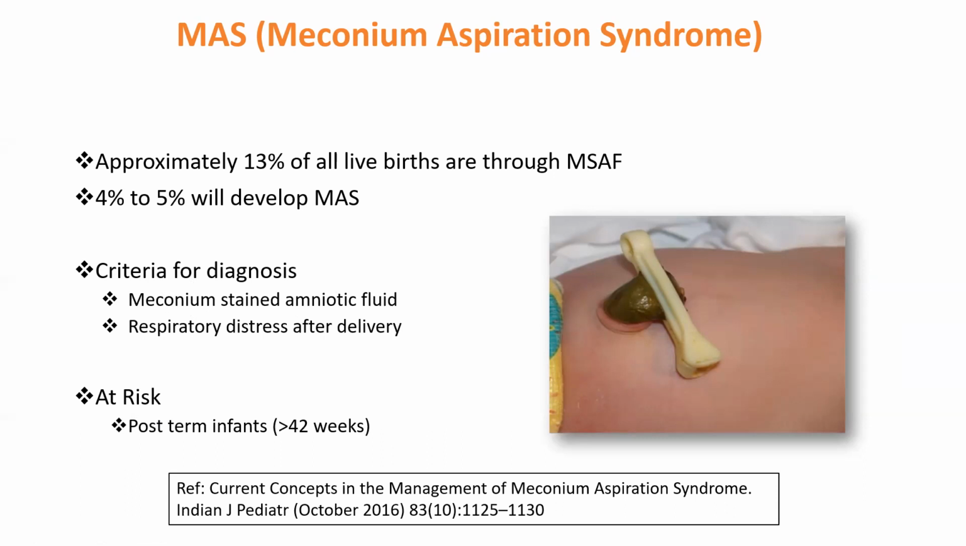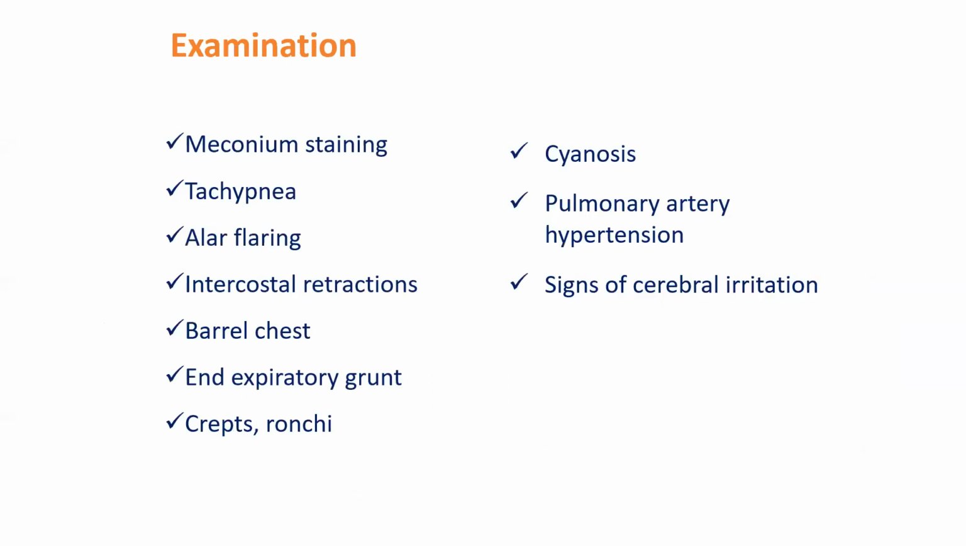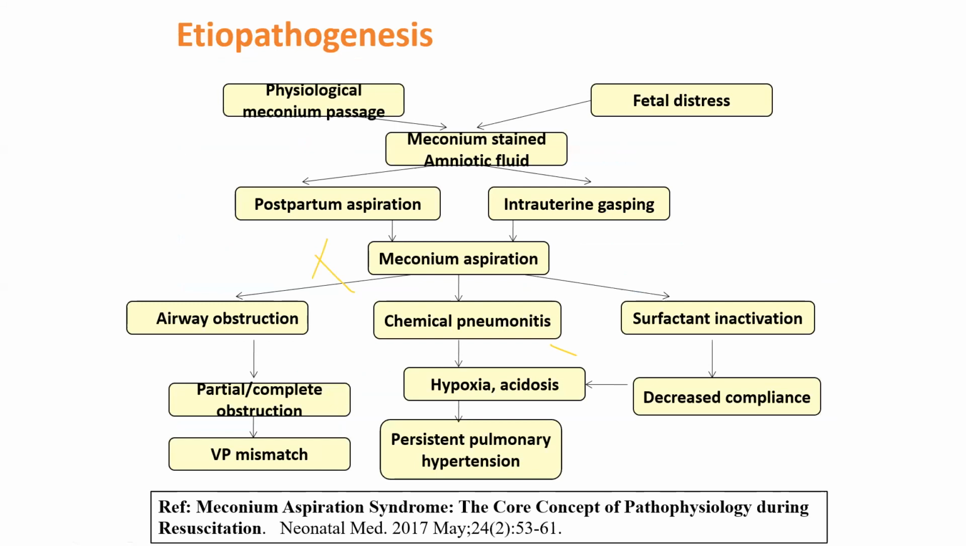Who is at risk? Babies who are post-term or post-dated are at risk of meconium aspiration. On examination, apart from the usual features of respiratory difficulty, that is tachypnea, retraction, cyanosis, nasal flaring, grunting and barrel chest, we see meconium staining, and there could be lability of saturation because the risk of persistent pulmonary hypertension is higher. Pathophysiologically, meconium can irritate the lungs, form chemical pneumonitis, obstruct the airway by a ball-valve mechanism, and secondarily deactivate the surfactant.